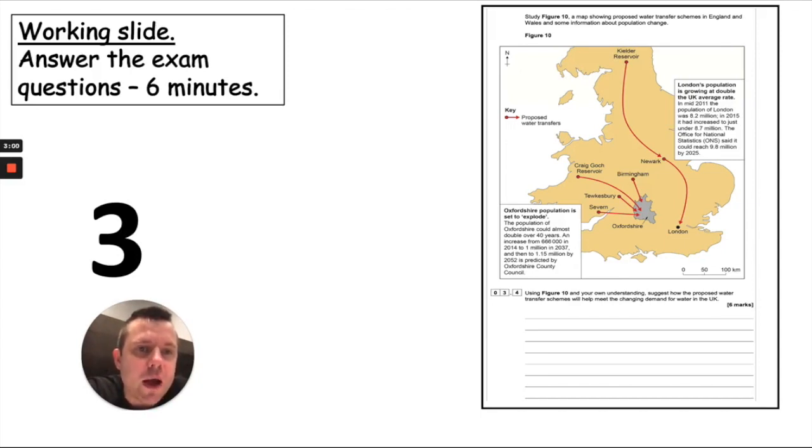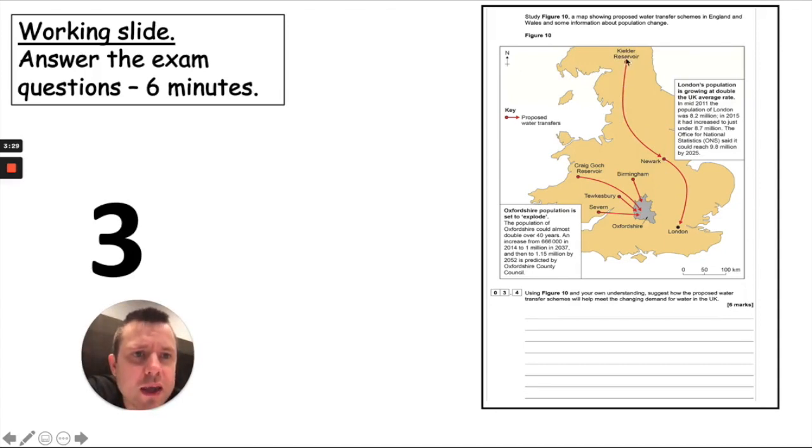So straight away, okay, your brain should be thinking: water transfer schemes, moving water, and population change. Is this going to be something to do with more people needing more water? Okay, chances are it is. So if we look at the map, the key shows us that the red lines show proposed water transfer, and the direction it is flowing through.